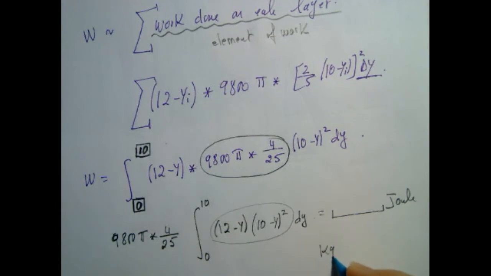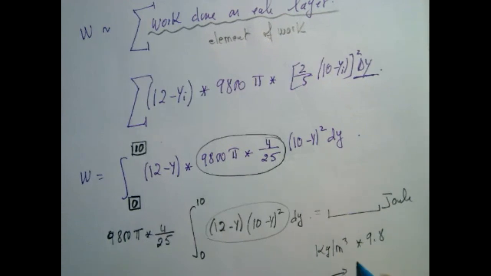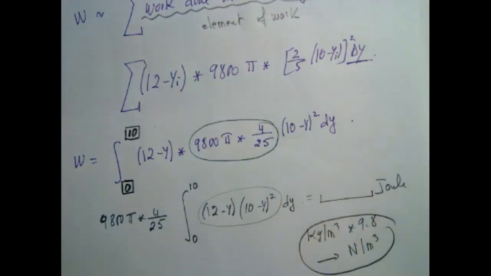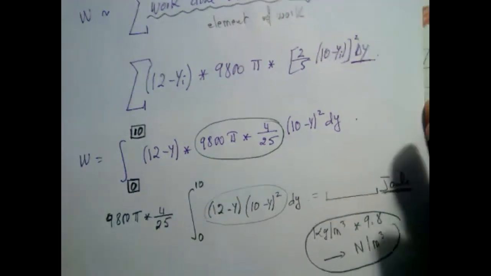We took the kilogram per meter cubed, we multiplied it by 9.8. Doing that will make the unit Newton per meter cubed. That's the unit of the force, and the measurements were in meters, so the unit of the whole thing is in joules.